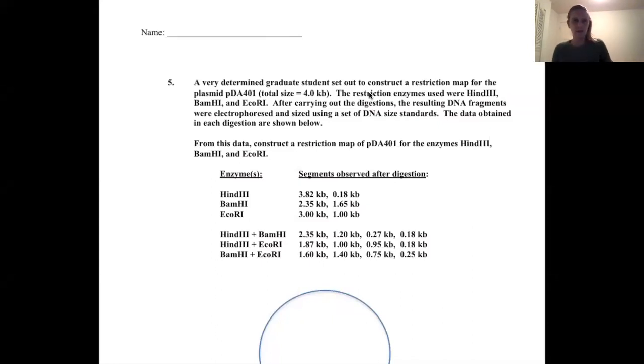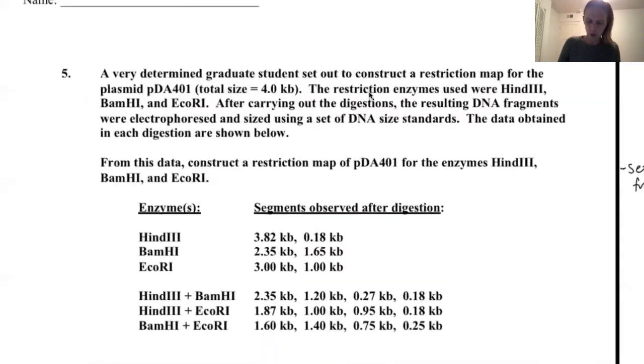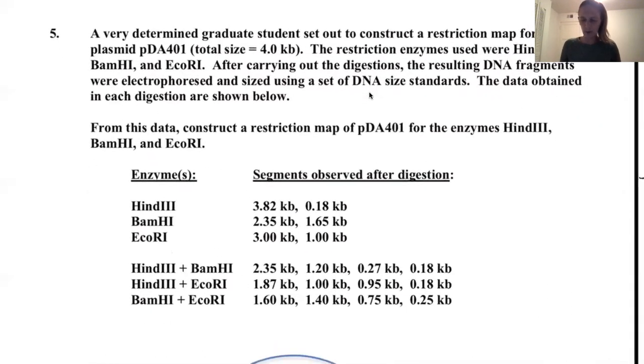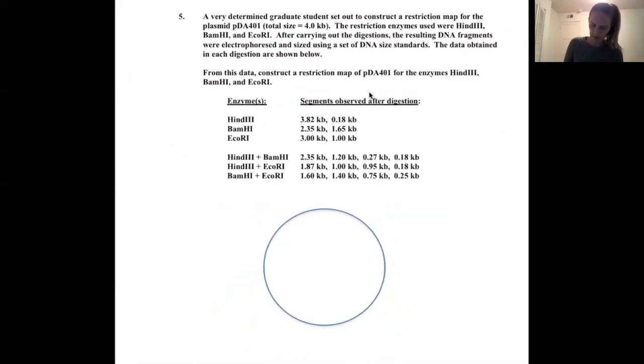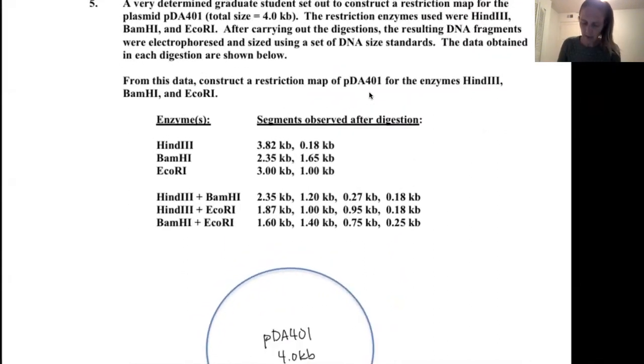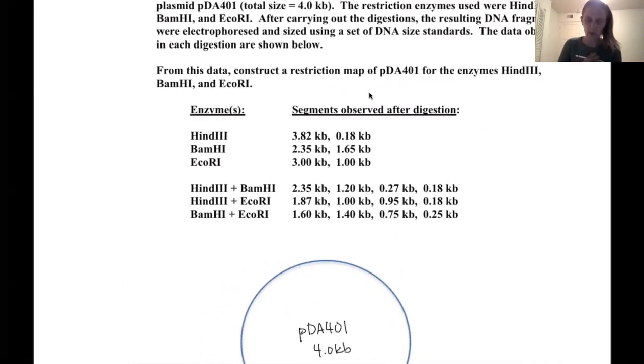A determined graduate student set out to construct a restriction map for the plasmid PDA 401. So the final plasmid will be called PDA 401, and the total size is 4.0 kilobases. So in other words, 4,000 base pairs. And the restriction enzymes used were HinD3, BAMH1, EcoR1. After carrying out the digestions, the resulting DNA fragments were electrophoresed, meaning separated by size on a gel.